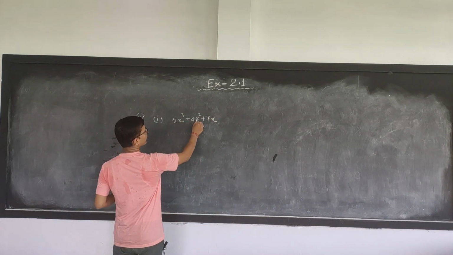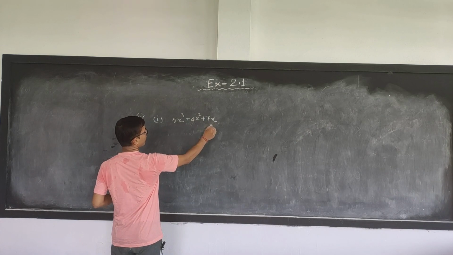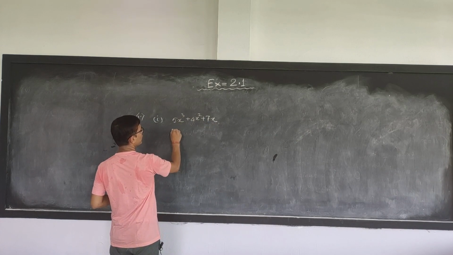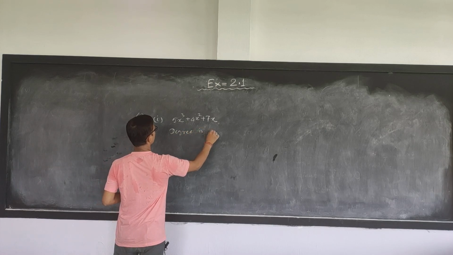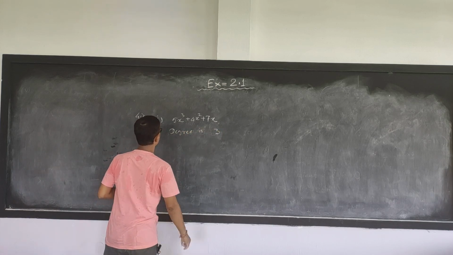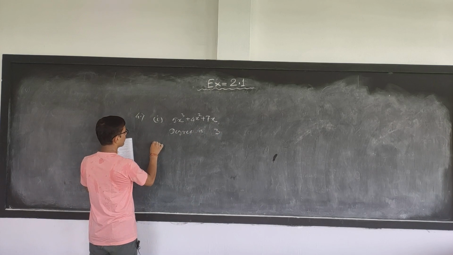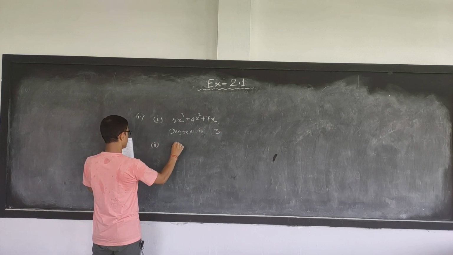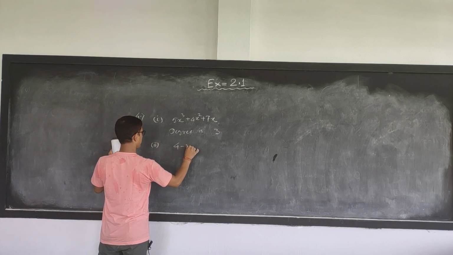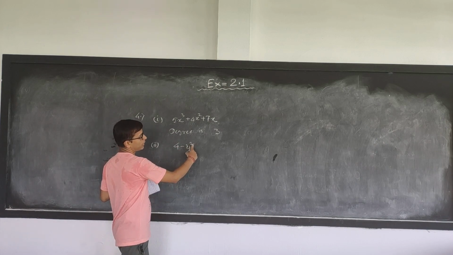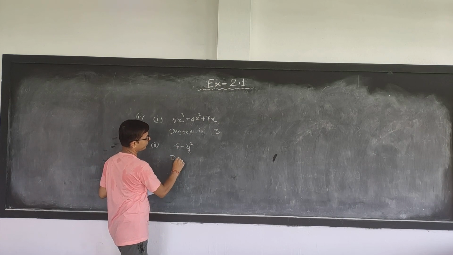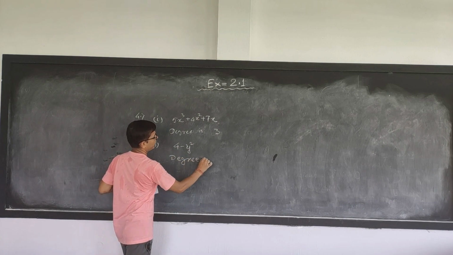What is the degree in this polynomial? What is the highest power on the variable in this polynomial? That is 3. So the degree is 3. Clear? Second question, that is 4 minus y square. What is the highest power on the variable? The highest power is 2. So the degree is 2.